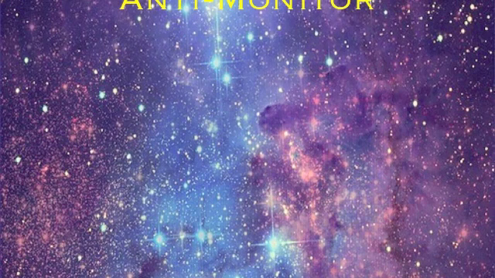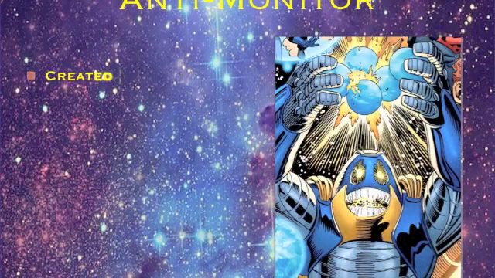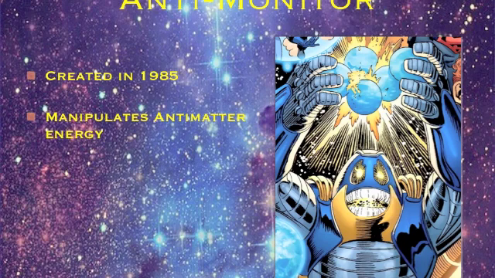So let's talk about the Anti-Monitor first. Anti-Monitor was created fairly recently. He was created in 1985, and if you read any of the Crisis books, Crisis on Infinite Earths, those types of Crisis books, he was one of the main antagonists in the book. And that's actually where he first appeared. He manipulates antimatter energy. So basically, any of the negative energy that's in the universe, he can create, consume, and project at will. He wields such vast amounts that it's pretty much game over if you encountered him, basically.